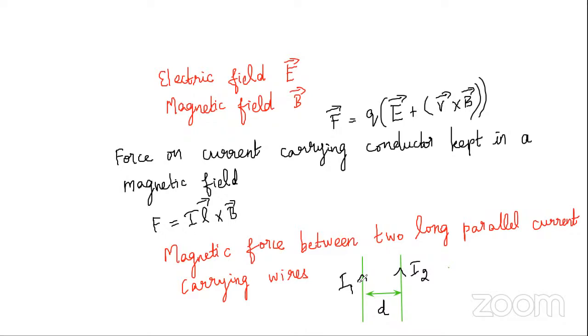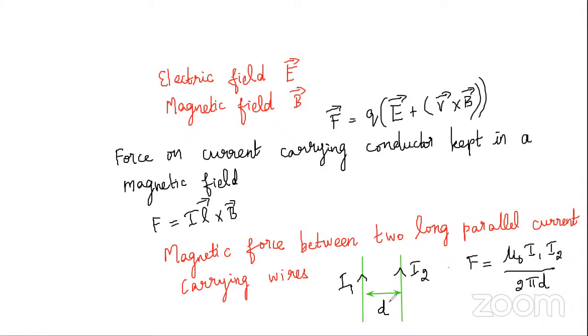Then what is the force acting between these two conductors? That force is given by F equal to mu naught I1 I2 divided by 2 pi into d. So this is the expression for force acting between the two conductors that are separated by distance d.